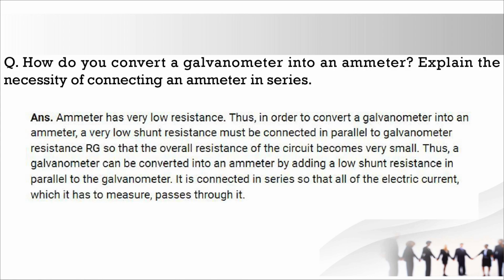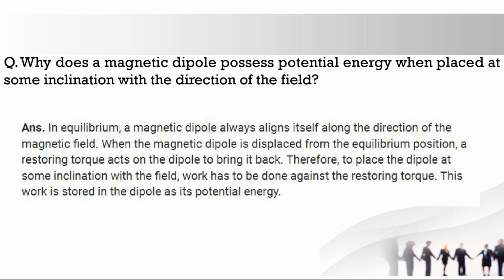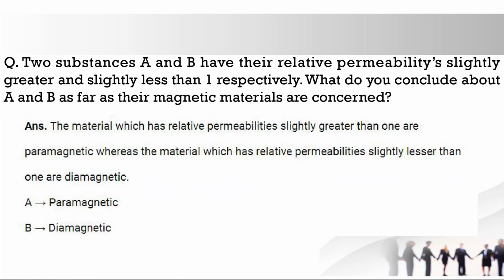How do you convert a galvanometer into ammeter? Explain the necessity of connecting an ammeter in series. Why does a magnetic dipole possess potential energy when placed at some inclination with direction of a field? Two substances A and B have their relative permeability slightly greater and slightly less than 1 respectively. What do you conclude about A and B as far as their magnetic properties are concerned?